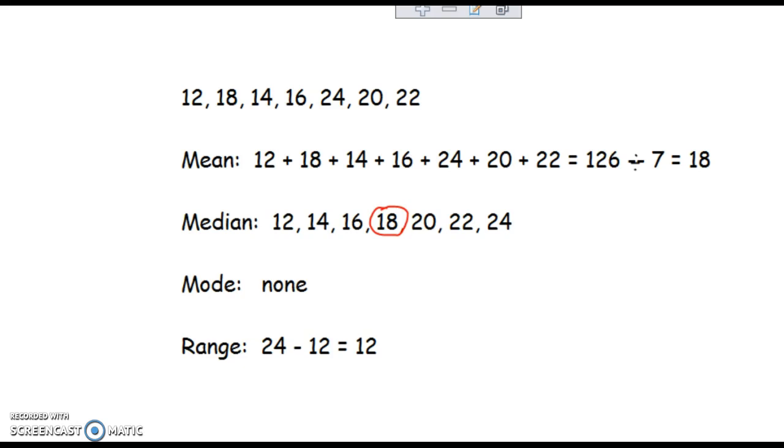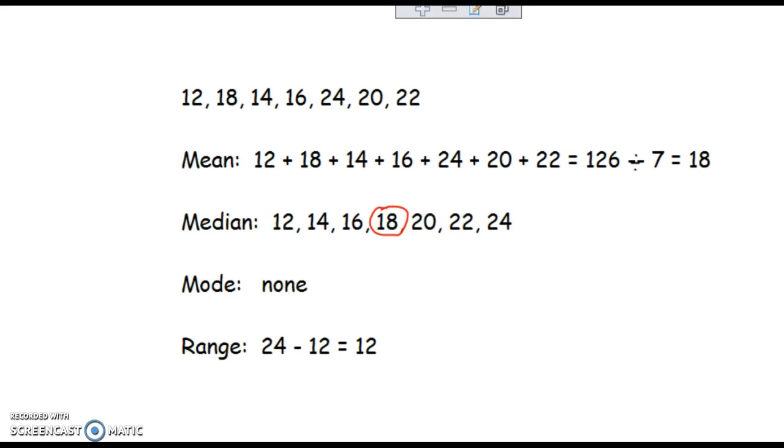Our second term is the median. To find the median, step 1, we need to rewrite the numbers in order from smallest to largest. Very, very important we do that. Then once we do, we look for the middle number and it is 18. We know it's 18 because there's 3 numbers on both sides.